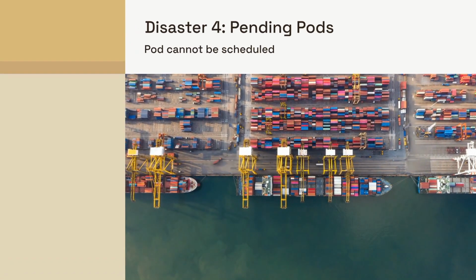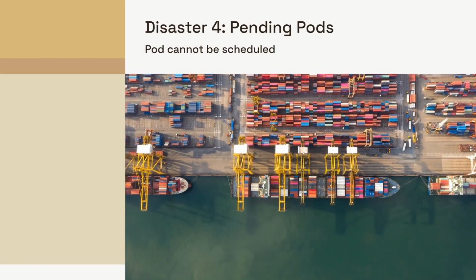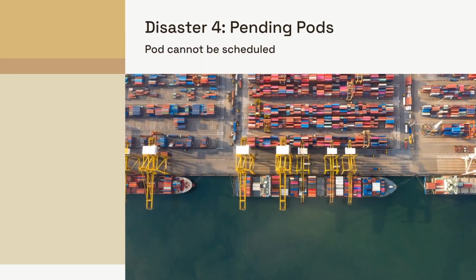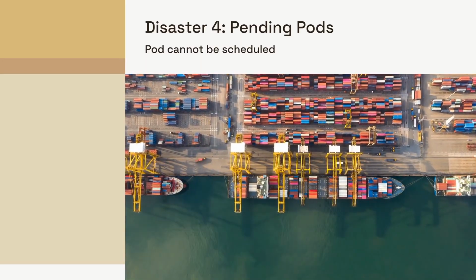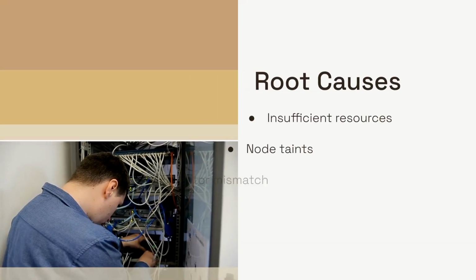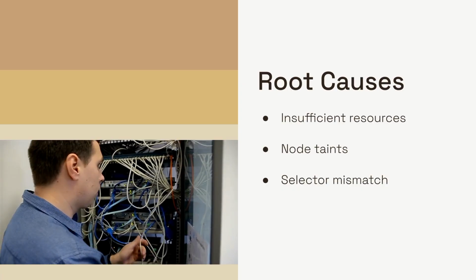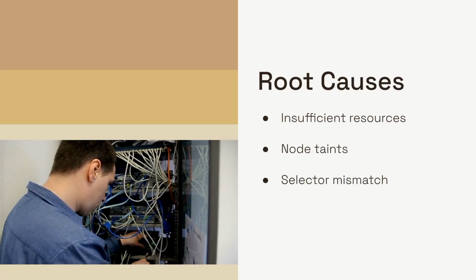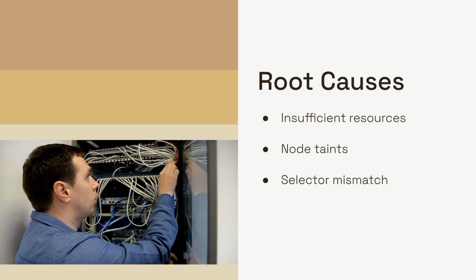When pods stay in a pending state, it means the Kubernetes scheduler cannot find a suitable node to run them. The system doesn't have the necessary resources or permissions available. Root causes include a lack of available CPU or memory across the cluster, or the presence of node taints that prevent the pod from being scheduled unless specific tolerations are defined.